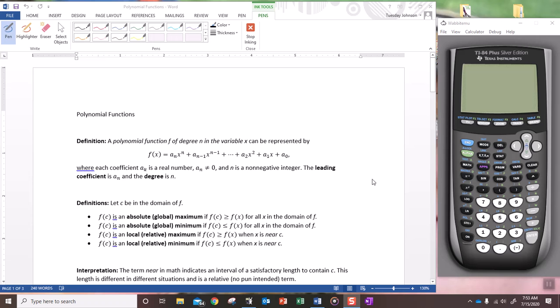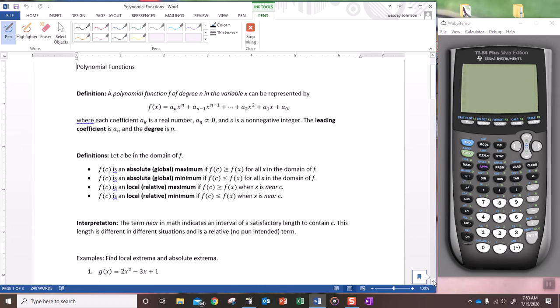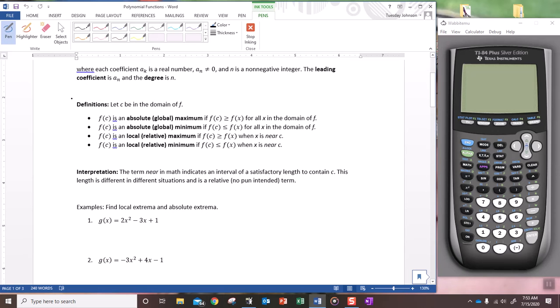A couple more definitions. Let c be in the domain of f. So we're looking at some value in the domain of f. Then f of c, the y value, the output, is an absolute or global maximum if f of c is greater than or equal to f of x for all x in the domain. This is the key right here, for all x in the domain, like absolutely the highest point. f of c is an absolute minimum if f of c is less than or equal to f of x for all x in the domain. So global is always for all.